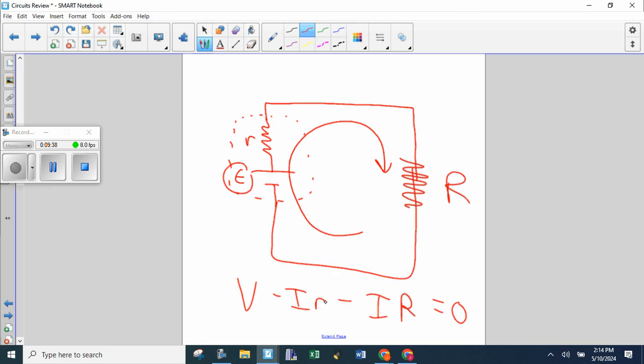That's it. So what can I do with these two resistors that happen to be in series? I could just factor out the I, and there you see R plus r, right? They're in series, so I can just add those resistances together. So you factor out the negative.